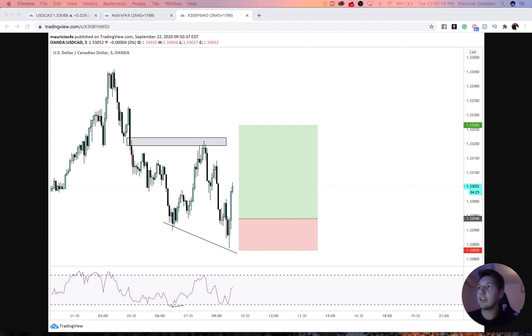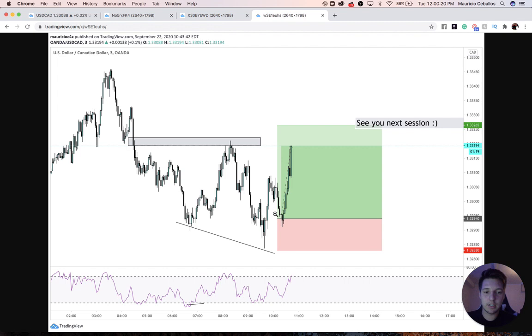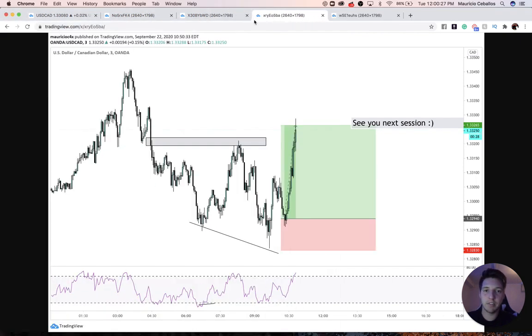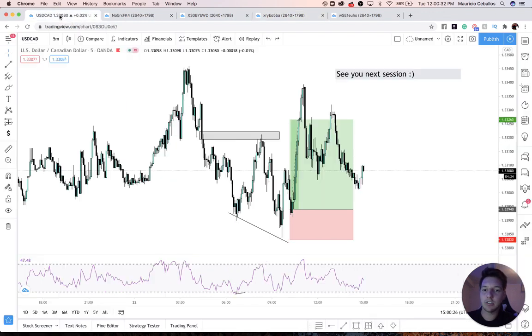And finally we saw market coming back, retracing into the same area of that potential entry level, leading us to a movement to the upside, hitting our take profit zone. So you're able to identify take profit has been hit. And this is the same scenario as USD CAD right here.